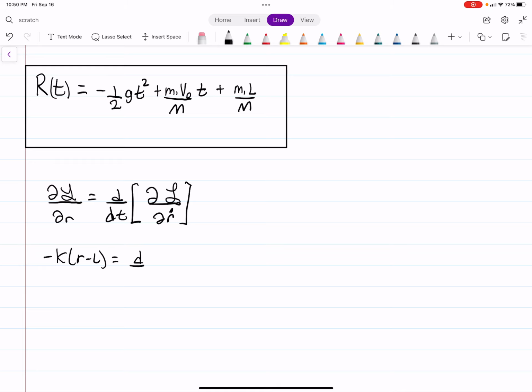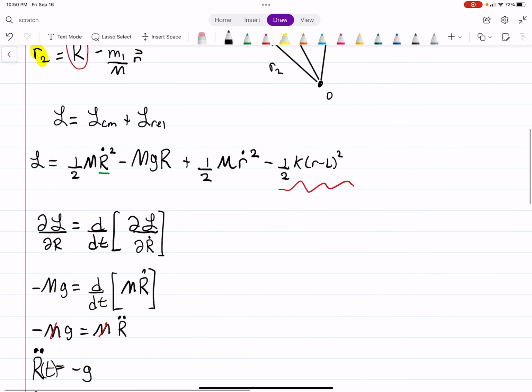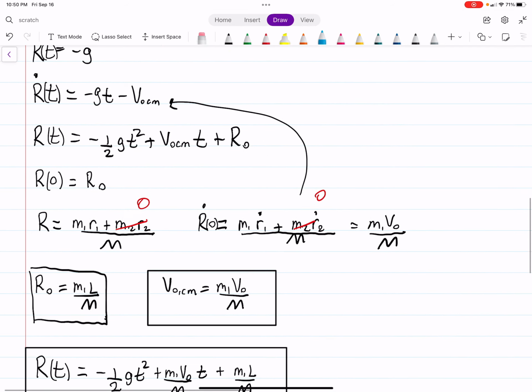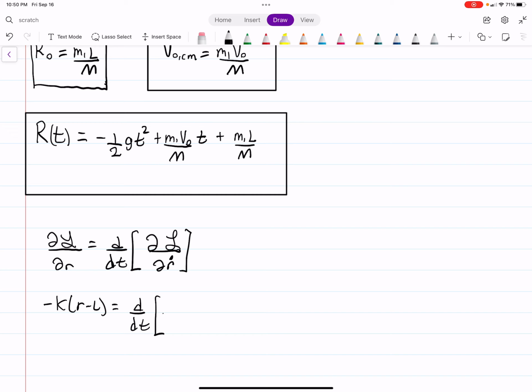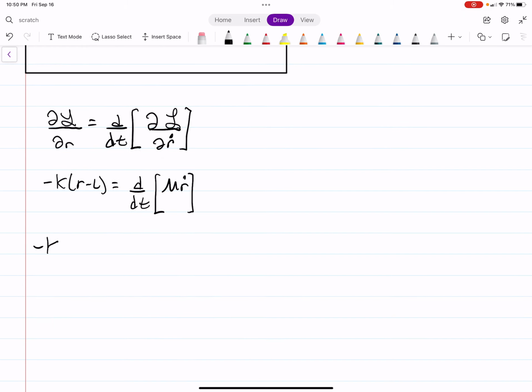equals d by dt. And if you take the derivative with respect to r dot, this is the only term there, you'll just get mu r dot. And taking the time derivative of that, we yield this differential equation. And this one is a little different from the last one. It takes a little bit more work to solve, but it's not too bad.